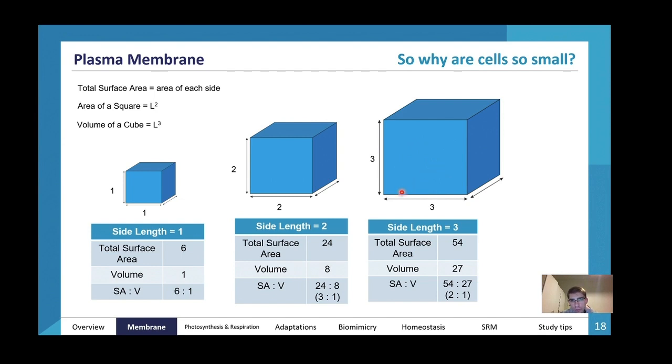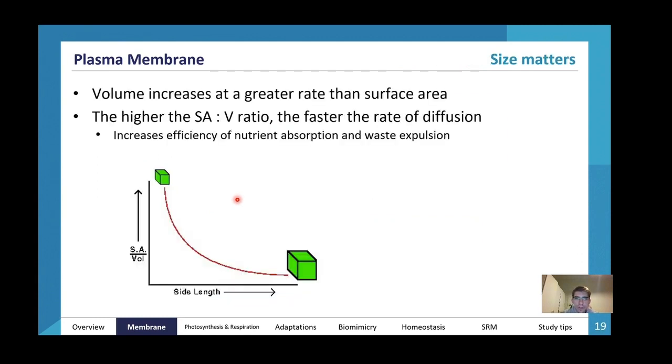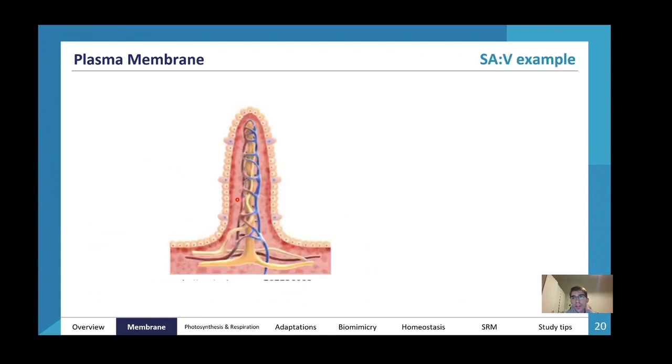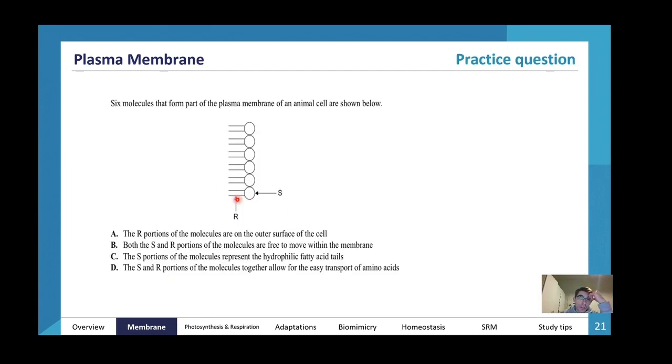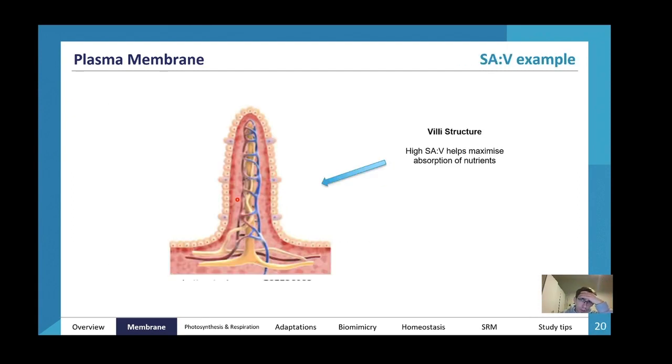And because the cell needs to transport molecules continuously close to the center, it needs a high surface area to volume ratio because that will make the job easier and more effective. So the cells have evolved to have an appropriate surface area to volume ratio. Actually, the higher the surface area to volume ratio, the better, because the more efficient the transport of molecules is.